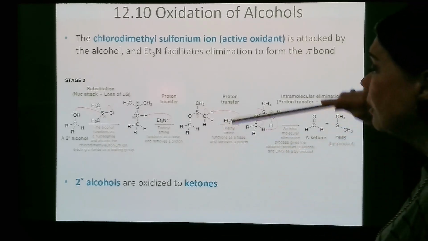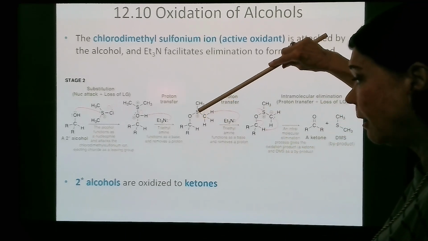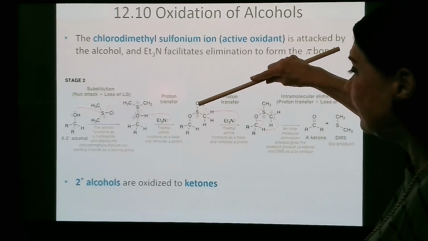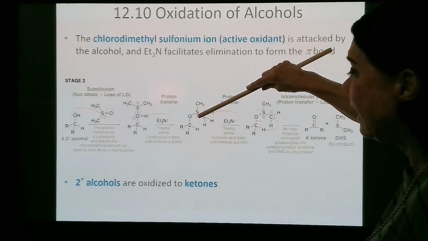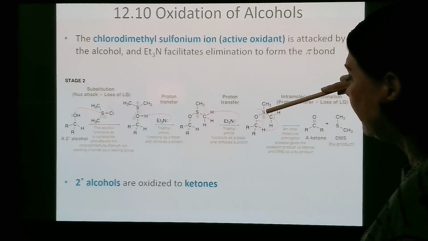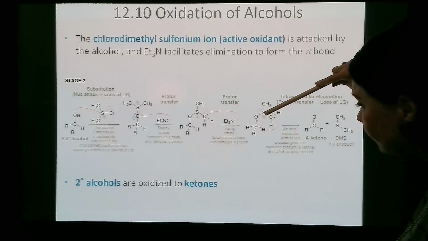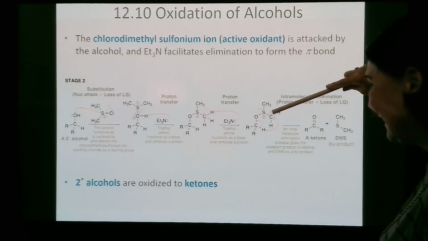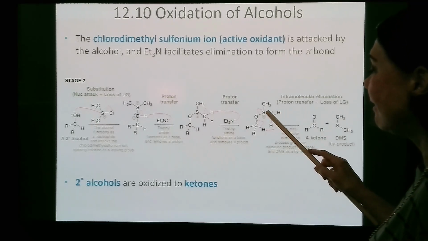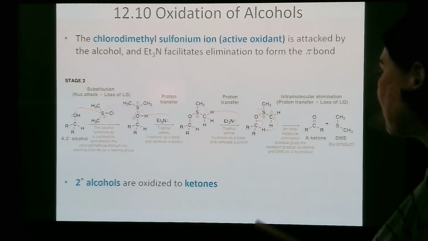Okay, so now you have this called an ylide, where sulfur has a positive charge and the atom next door has a negative charge. So you have this anion and cation in the same molecule.